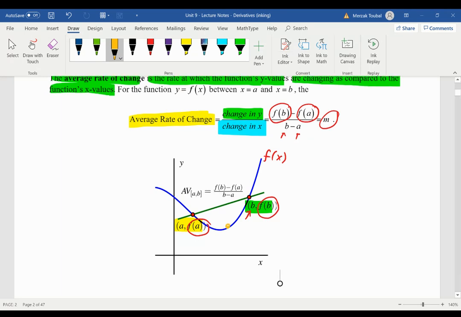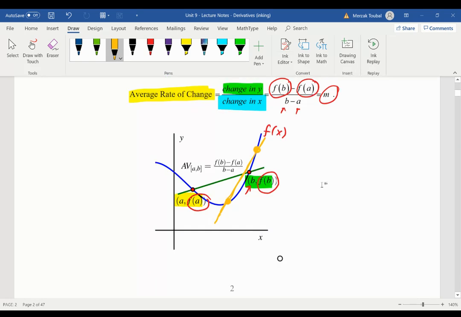For instance, if I pick this point and this point, the slope between these 2 points is definitely different than the slope of the given 2 points, which are a, f of a and b, f of b. As we see, if I draw a secant line between these 2 points, these lines are not parallel, so they have different slopes. Each time you pick 2 different points, you'll have a different slope. For that reason, we just say this is the average slope between these 2 points. But if it was a straight line, then the slope is the same at any point.